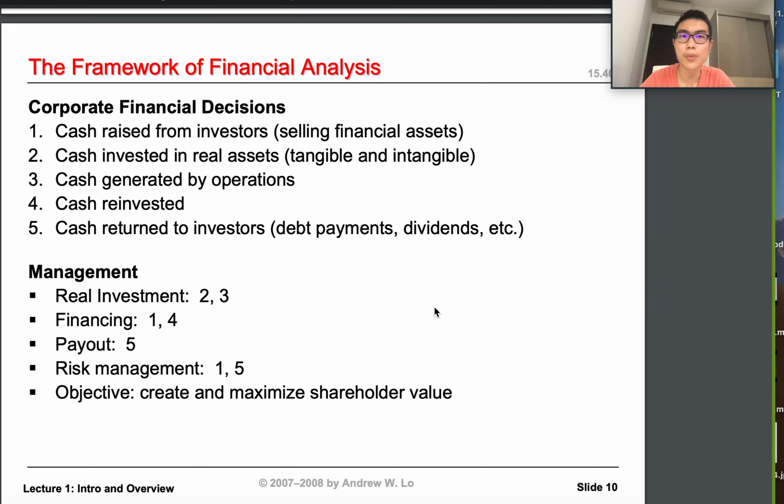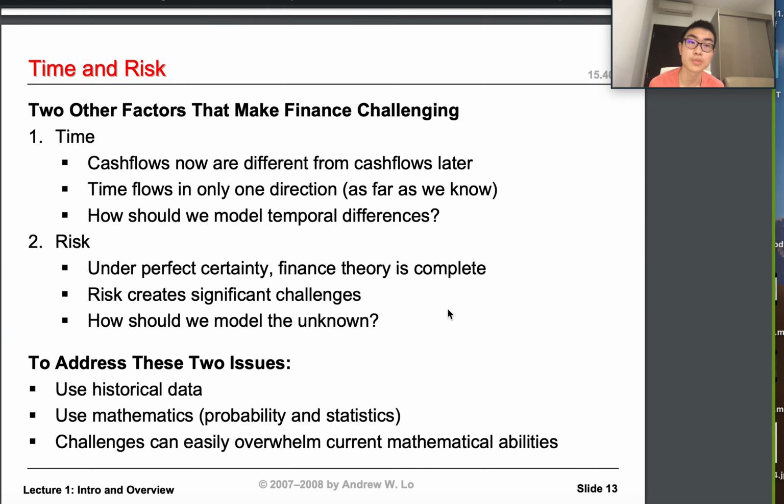That's why I'm introducing you to the two factors that actually are pretty important, intercorrelated with finance, that are time and risk. So in terms of time, cash flows today are different from cash flows in the future. Time flows in one direction, as far as we know. How should we model temporal differences is also a great question to know. Because as time, cash flow are actually different. Cash flow now are different from cash flow in the future. The value of cash flow now is different from the value of cash flow in the future, given inflation and the problem of impatience.